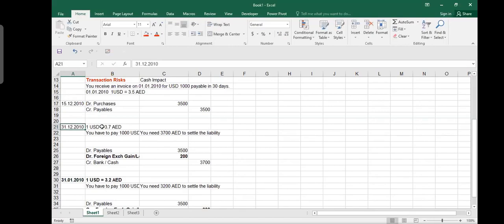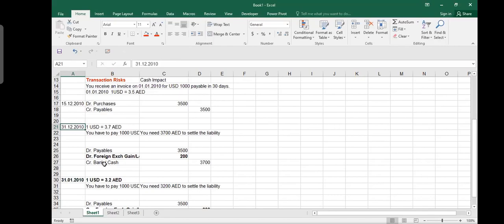So on 31st of December, I'm not paying in cash. I'm not paying yet, but I have to restate my liability. I'm just calculating what is my liability as of today. So my liability as of today is 3,700, for example. In that case, it is called an unrealized gain because you have not paid it yet. It goes into OCI.